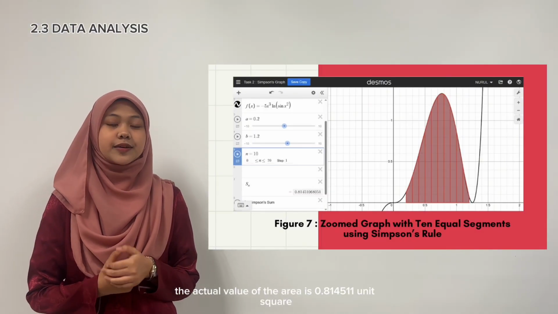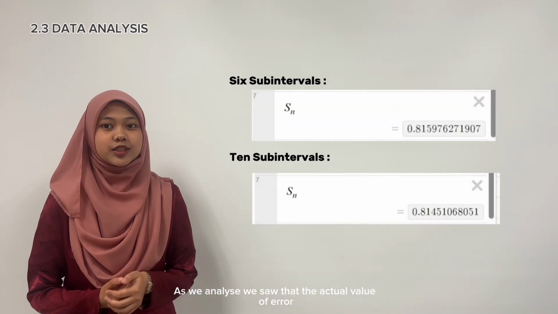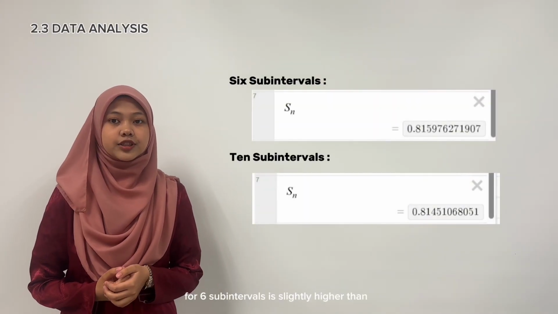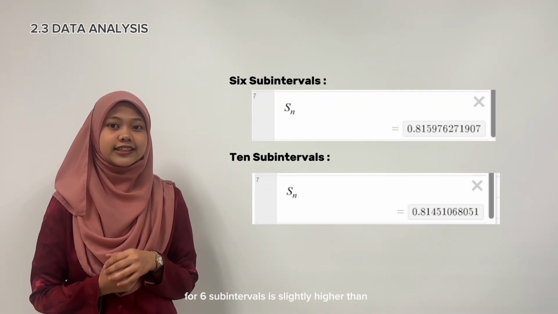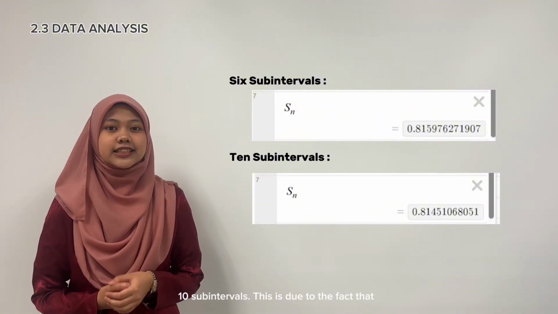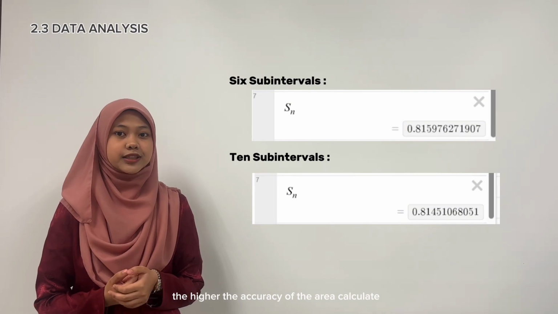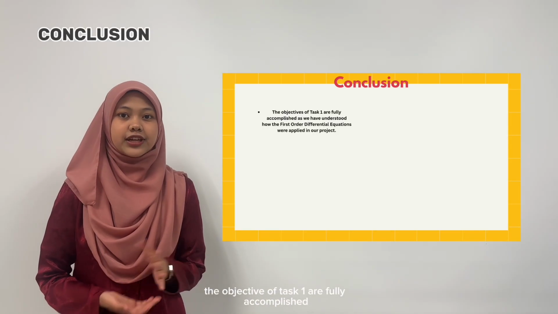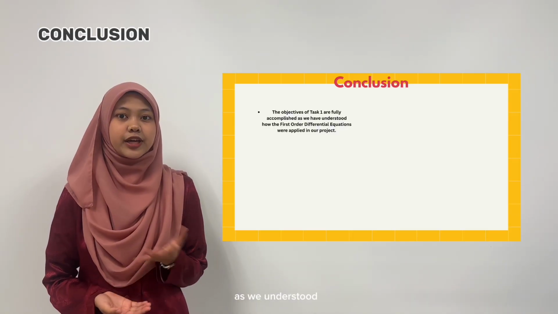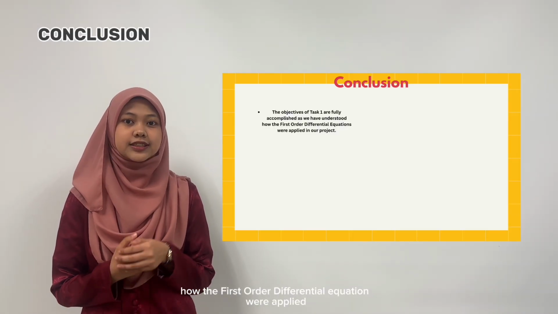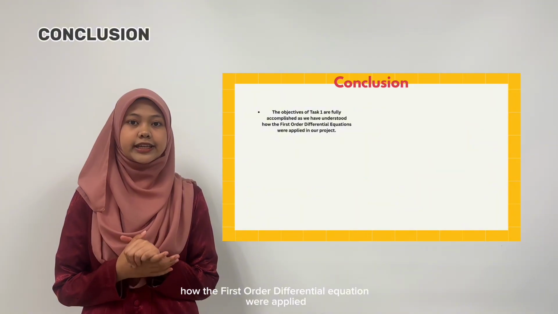0.814511 units square. As we analyzed, we saw that the actual value of area for 6 subintervals is slightly higher than for 10 subintervals. This is due to the fact that the higher the number of subintervals, the higher the accuracy of the area calculated. In conclusion, the objectives of task 1 are fully accomplished as we understood how the first order differential equation was applied in our project.